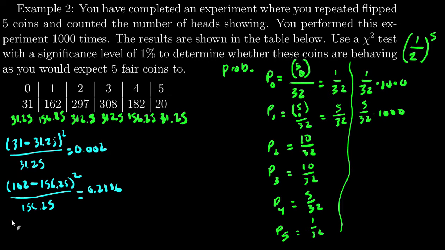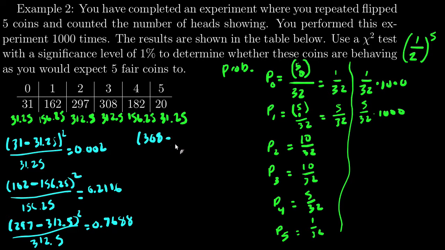Observed minus the expected squared over the expected. And I get 0.7688. And I continue onward. So observed minus expected over the expected. And I get 0.0578.